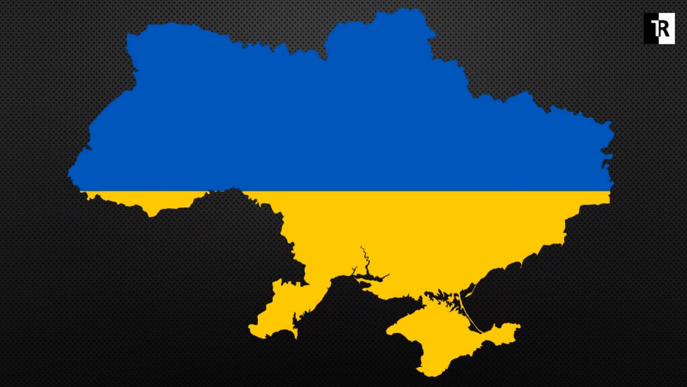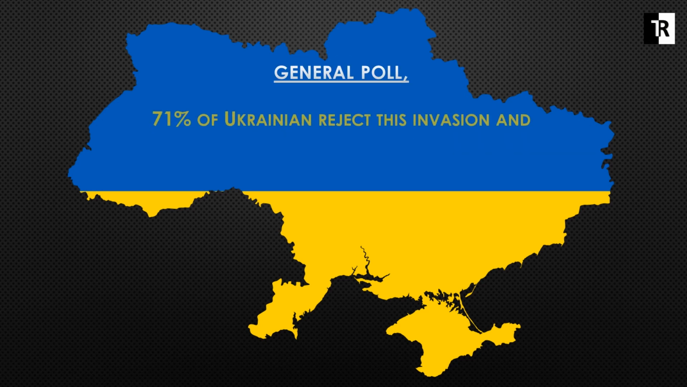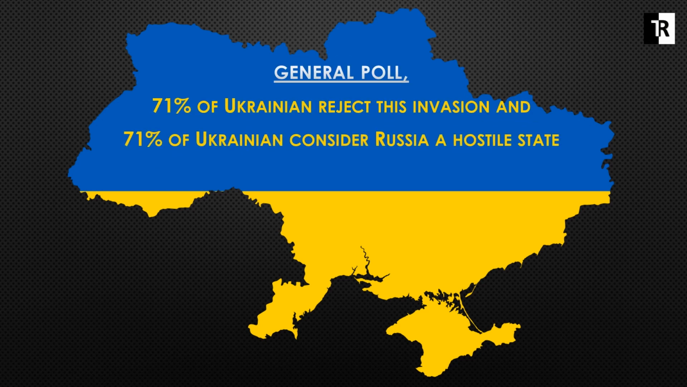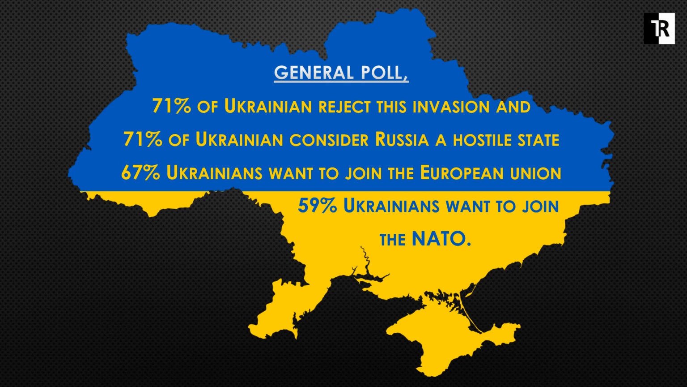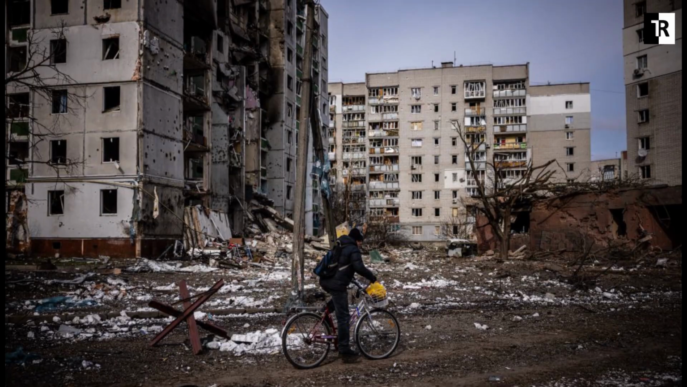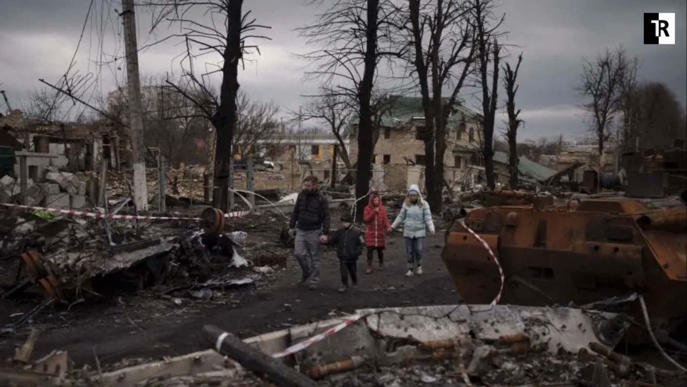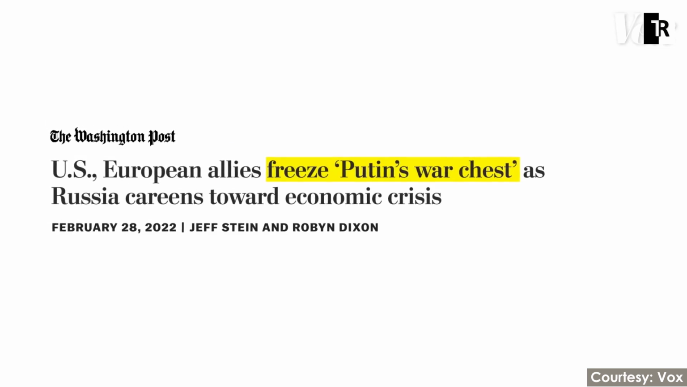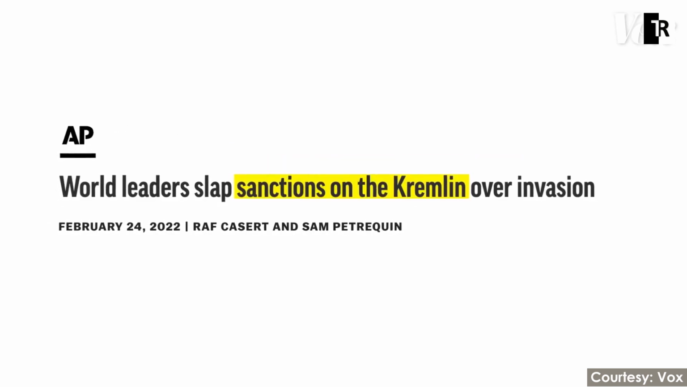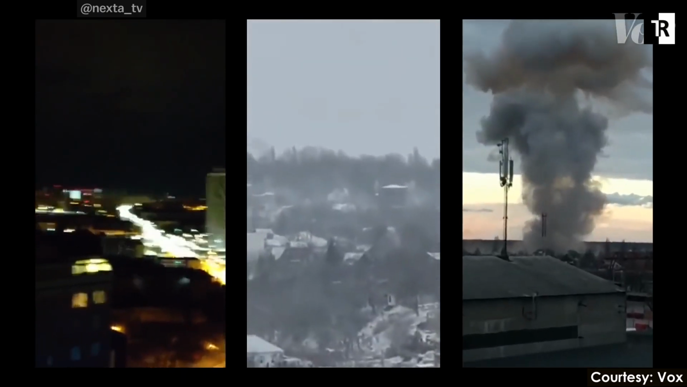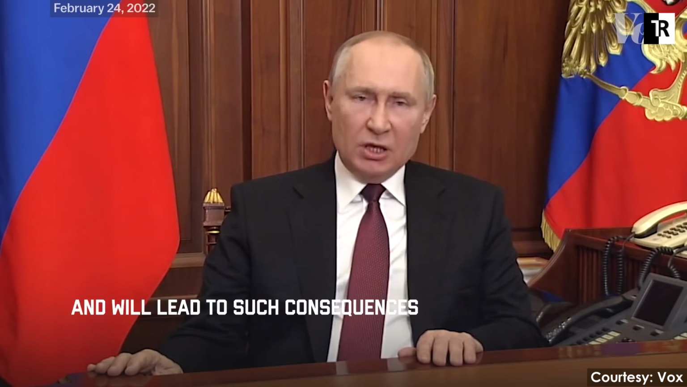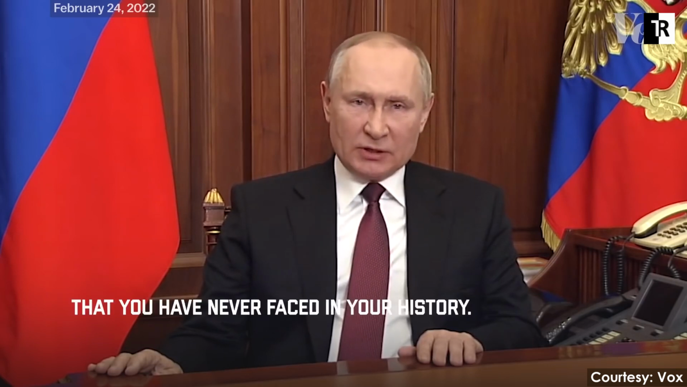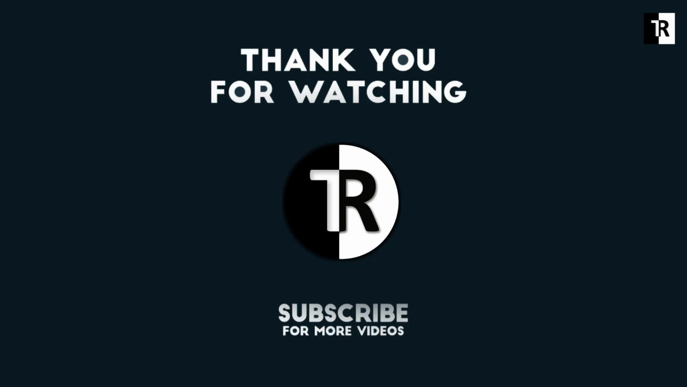As per a general poll, 71% of Ukrainians reject this invasion and consider Russia a hostile state. 67% of Ukrainians want to join the European Union, while 59% of the population wants to join NATO. Ukraine is suffering and the war is still continuing. As a matter of fact, the Western countries, the European Union, and the United Nations have implemented several economic sanctions on Russia. However, there is no active role in stopping Russian oppression or finding a solution to this long-going conflict between Russia and Ukraine.